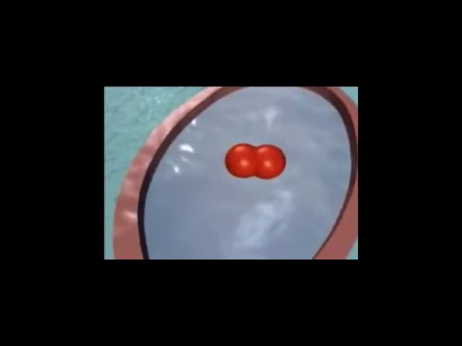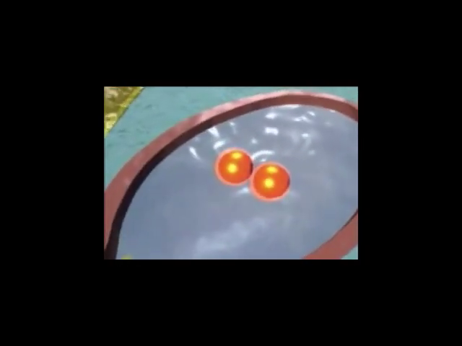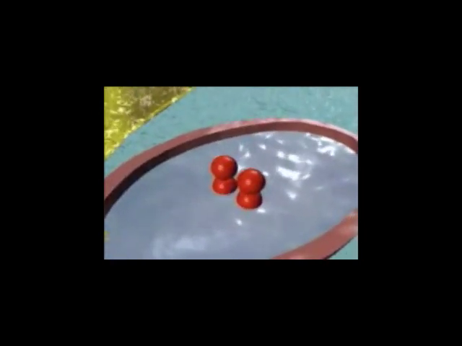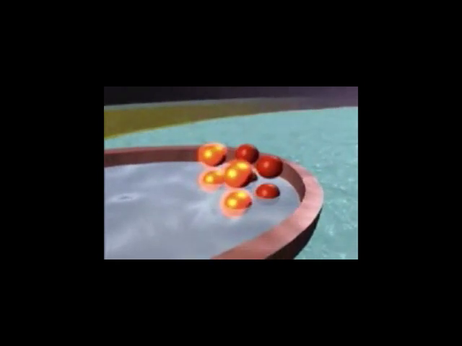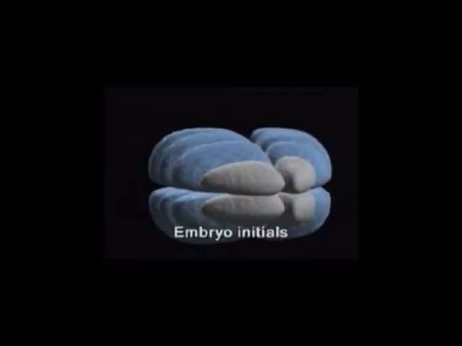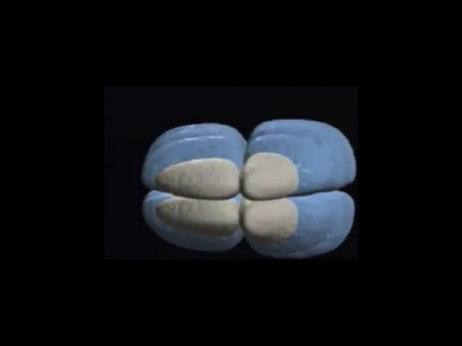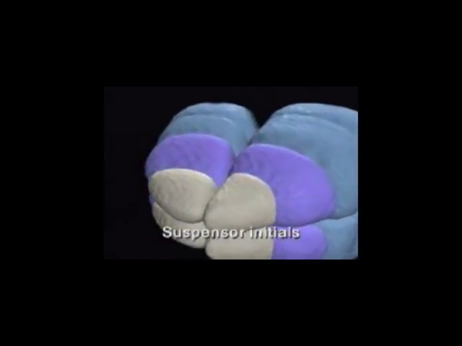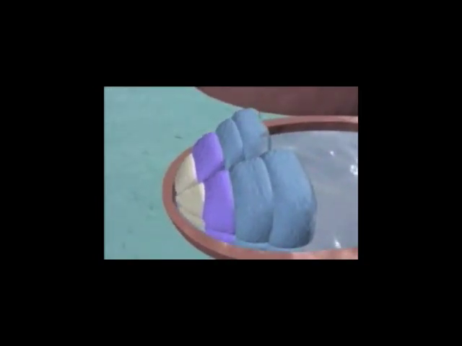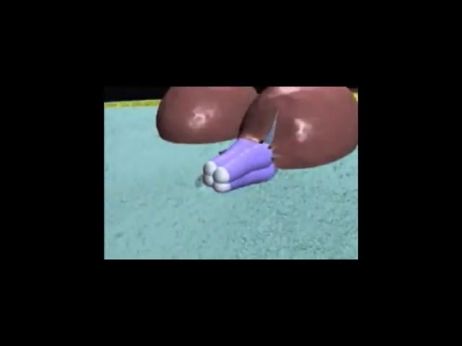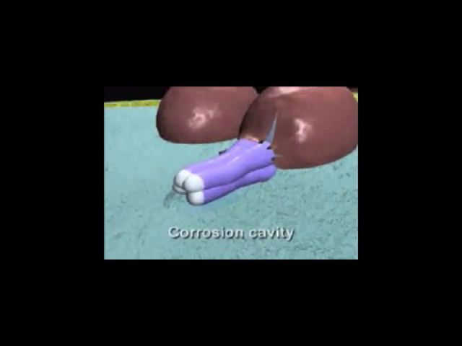The following events take place in each archegonium that is fertilized. The diploid zygote nucleus undergoes 2 mitotic divisions, and the 4 nuclei migrate to the base of the archegonium. Successive divisions result in a 16-celled embryo. 4 cells at the base of the archegonium are embryo initials. The 4 cells of the adjacent tier are suspensor initials. The suspensor initials elongate, first pushing the embryo initials up against the wall of the archegonium, then out into the female gametophyte. Their breakdown of the adjacent tissue creates a corrosion cavity around them.